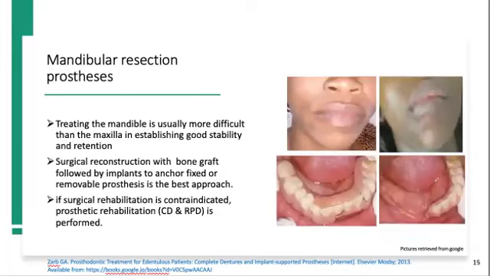And usually treating the mandible is more difficult than the maxilla in establishing good stability and retention. And the treatment of choice for this kind of patient is to do surgical reconstruction with bone grafts followed by implants to anchor a fixed or a removable prosthesis. But for some patients, surgical rehabilitation is contraindicated. So a prosthetic rehabilitation with complete dentures, removable complete dentures, and removable partial dentures is performed.